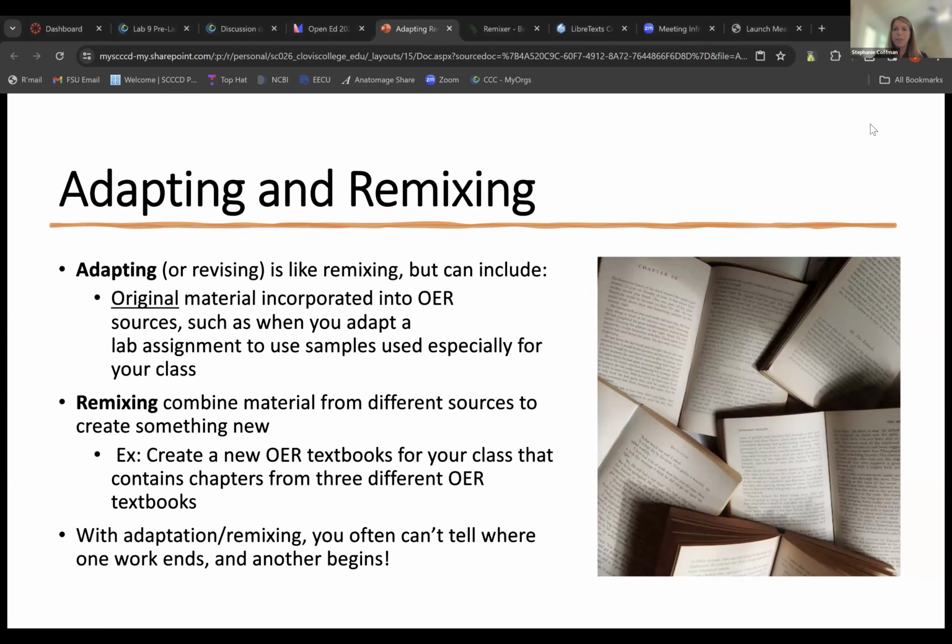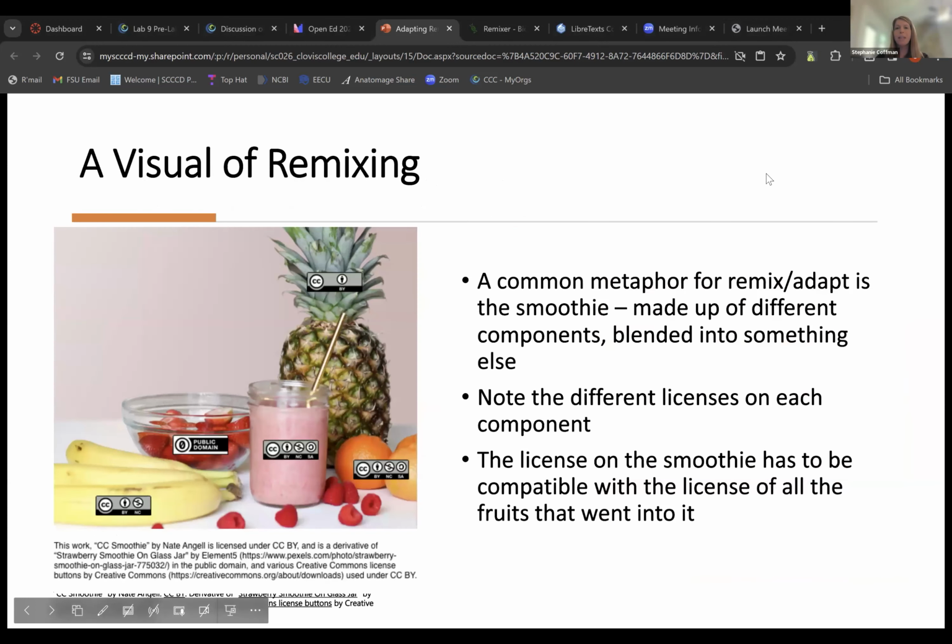So when we start to do these things, though, we do have to start to think about, trying to go back into full screen, sorry. All right, we do have to start to think about the licenses of the works that we are going to remix or going to adapt. So a common analogy of remixing OERs is taking different fruits and making a smoothie. So in this example here, we have some bananas, strawberries, pineapples, oranges. We're going to put them all together. We're going to blend them together and we're going to make a smoothie.